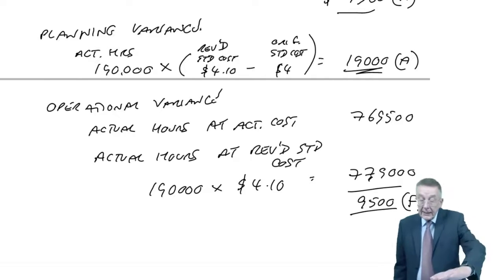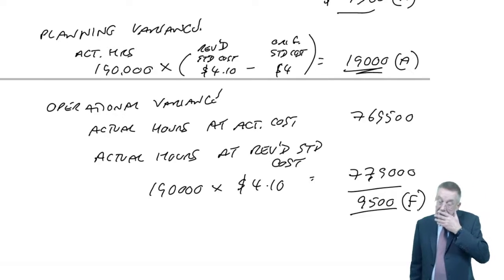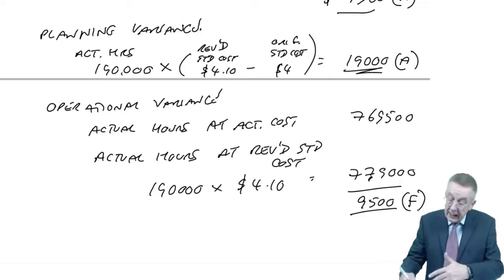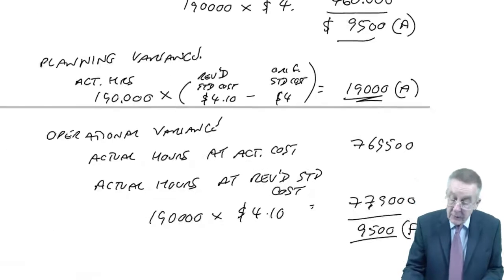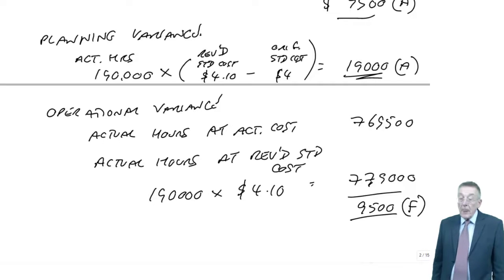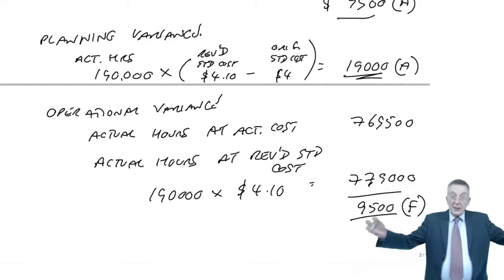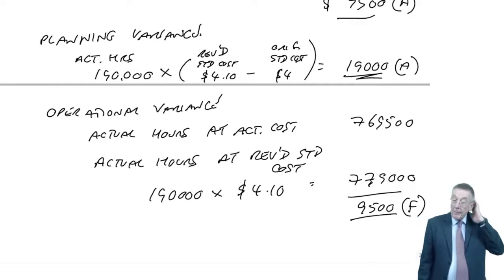Does it add up? 19,000 adverse, 9.5 favourable. The difference is 9.5 adverse. That's right, the difference. The net is 9.5 adverse, which is what the total was. So in total, we're 9.5 adverse against the original budget. We've now analysed it. We're losing 19,000 due to the fact we expected wages to be higher. The manager seems to have done a fairly good job. That he's managed, even though we're paying more than the original $4, he's managed to pay a bit less than the $4.10 that we were now expecting.